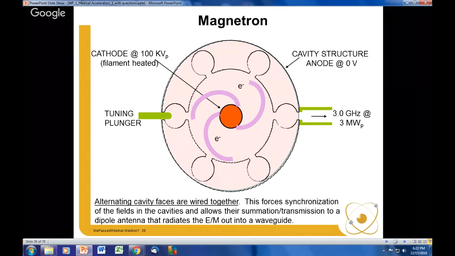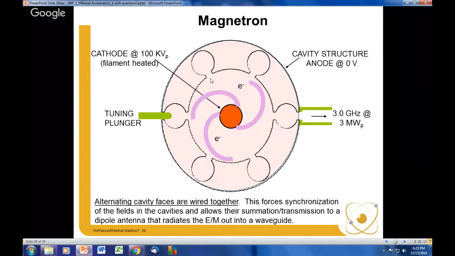So a magnetron is an oscillator. It has natural full feedback. It is an amplifier with its input attached to its output. Notice I haven't said anything about inputs here. The electron beam is passing these cavities, and the energy is being exchanged between the electron beam, the cavity, and then the cavity back to the electron beam.